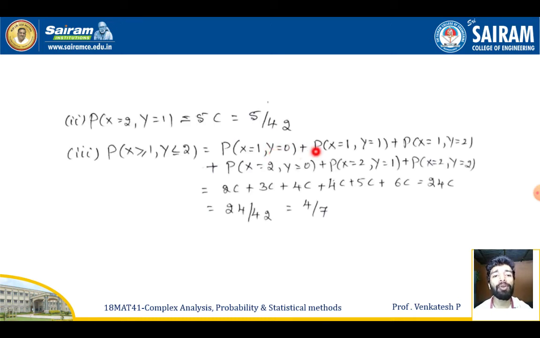P(1,0), (1,1), (1,2), (2,0), (2,1), (2,2). So take all the values with respect to these probabilities, add them, I'll get 24c. So c will be 1 by 42, I got 24 by 42, it will be equal to 4 by 7.